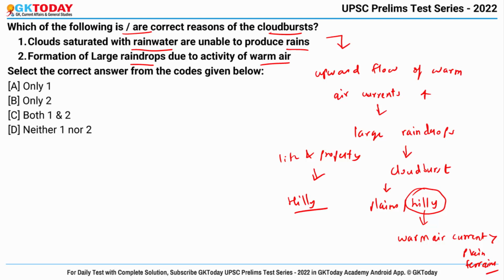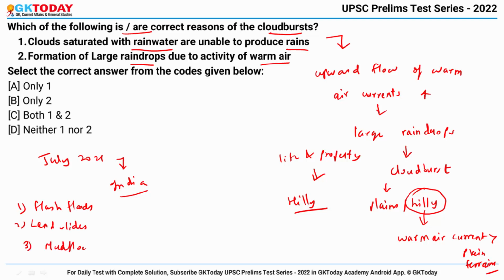Fine. Now, why was it in the news? Because in the month of July this year only, cloudbursts have been reported from several areas in India, and the consequences of cloudburst are, for example, flash floods, then landslides, then third is mud flows, and last is land caving. Now, how are cloudbursts different from rainfall?